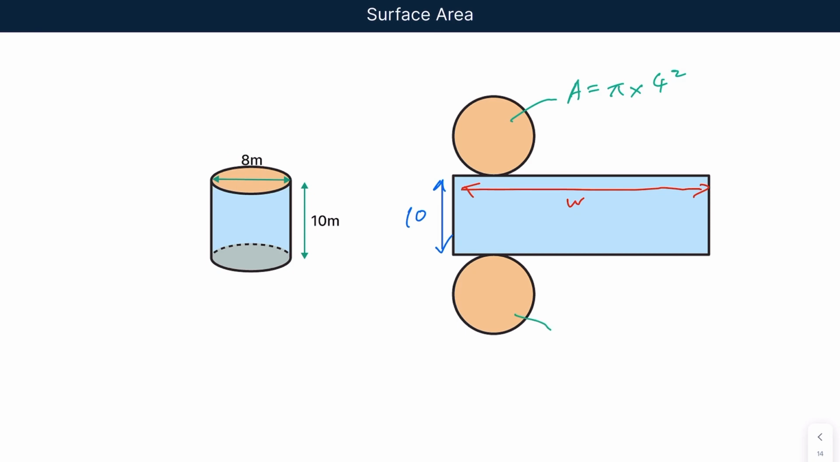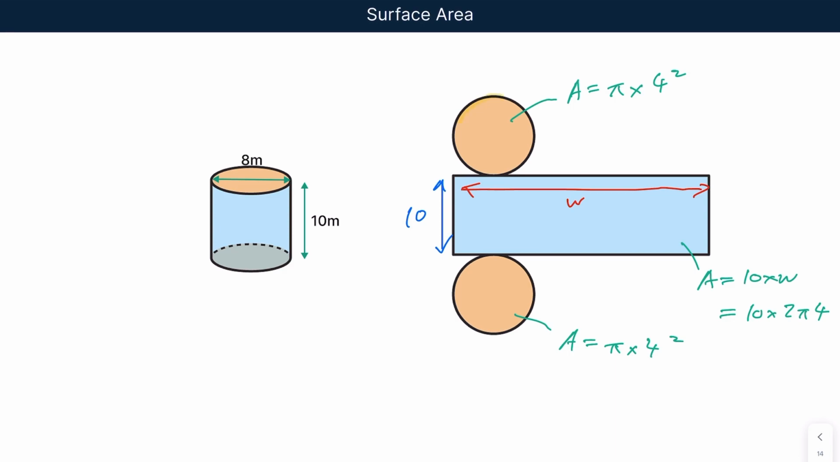To find the area of this, we will just do pi times 4 squared as well. And now to find the area of this, it will be 10 times the width. But the width is going to be the circumference of the circle. So that's going to be 10 times 2 pi r, because that's the circumference of the circle. Okay, and I'm just going to use my highlighter to make that crystal clear for us.